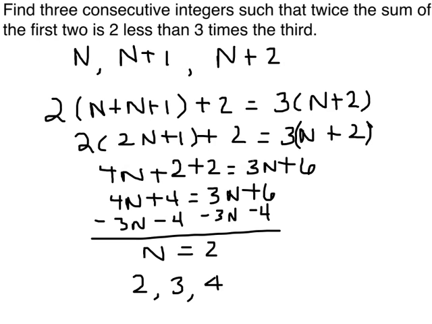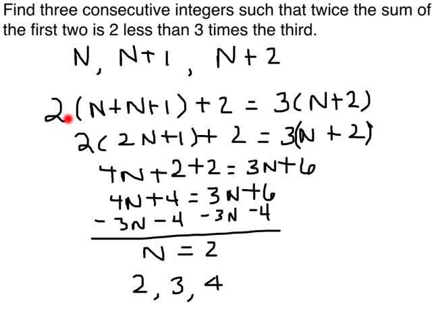This problem says find 3 consecutive integers such that twice the sum of the first two is 2 less than 3 times the third. Sounds like a lot, but if you break it down one thing at a time, it's not. So twice the sum tells us we're going to add something. What are we adding? The first two, which would be n and n plus 1. We're going to add those.